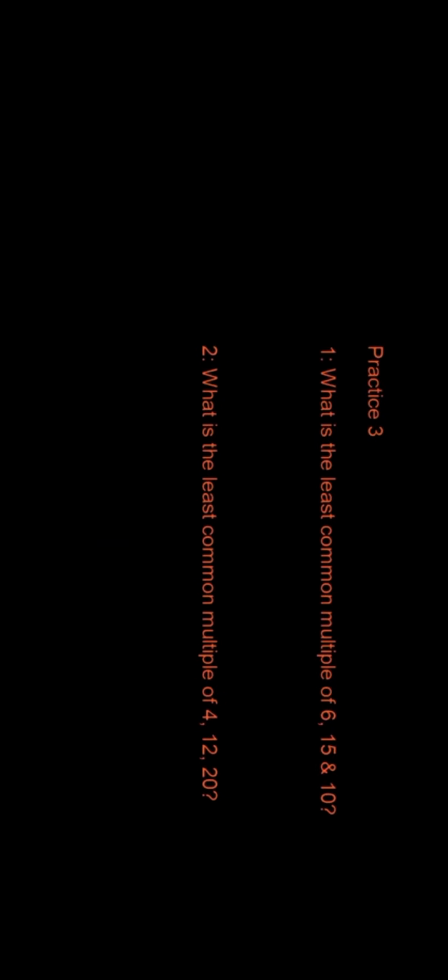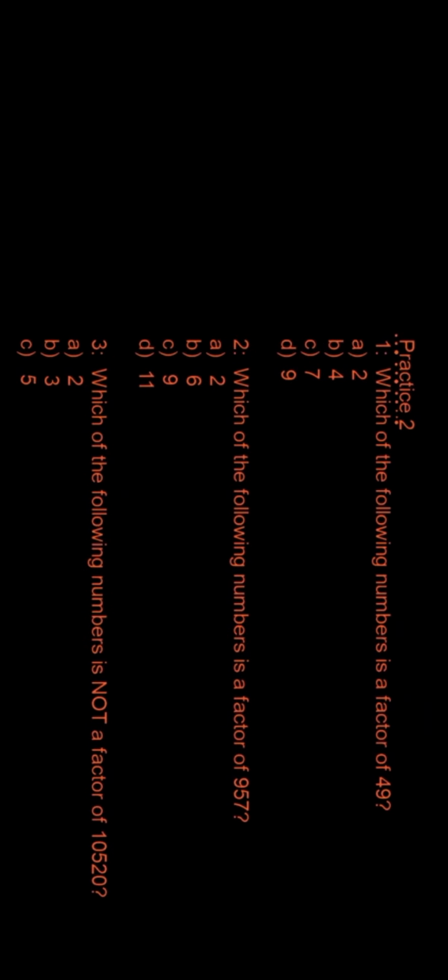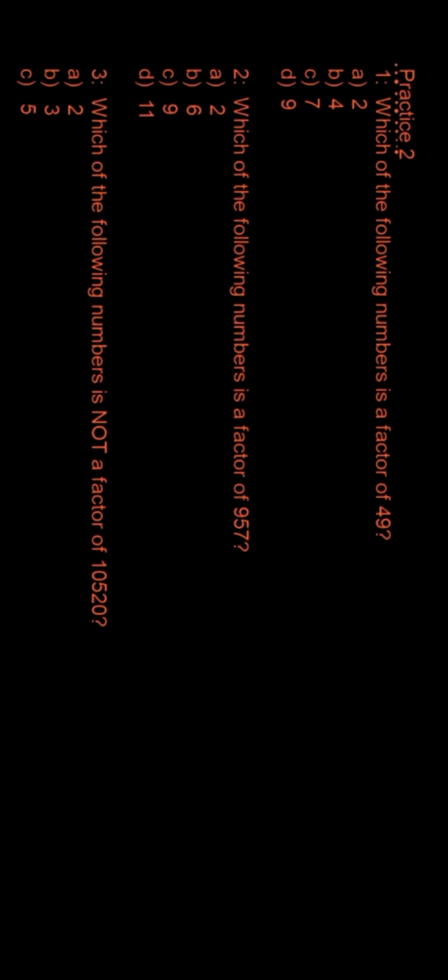Let's go to practice 1. In practice 1, what we're looking into are factors. Let's take a look at question number 1. Which of the following numbers is a factor of 49? What they're expecting you to say is something times something is 49.